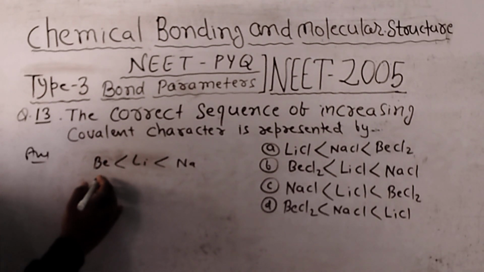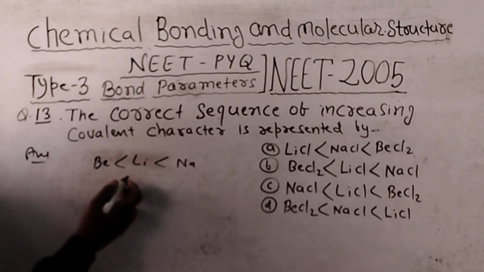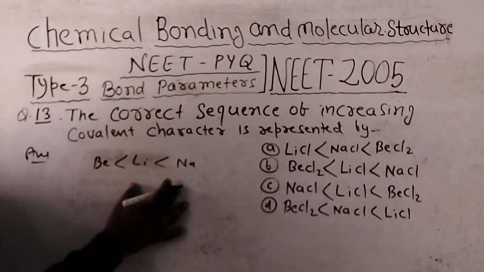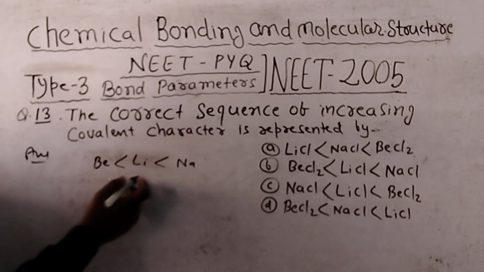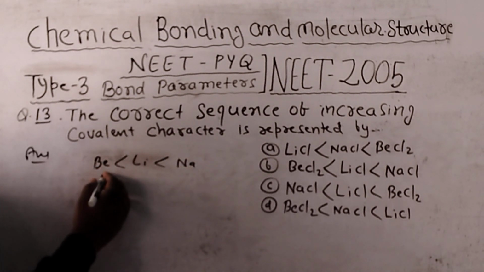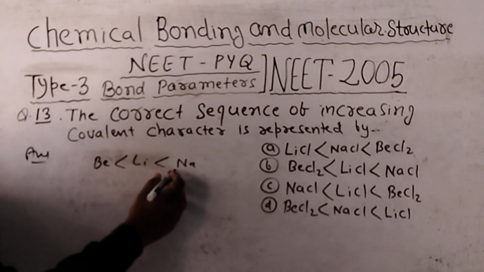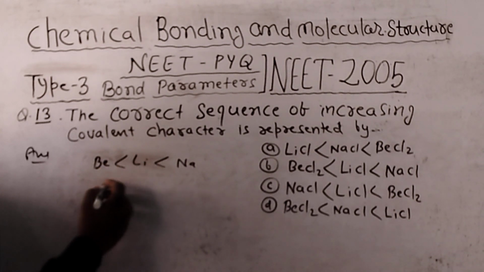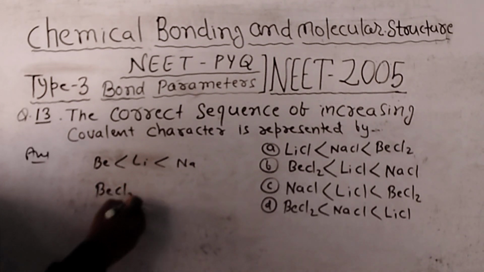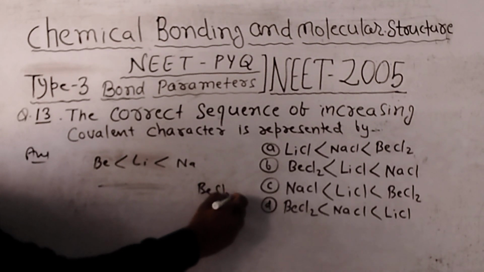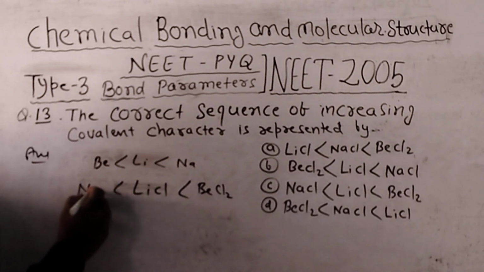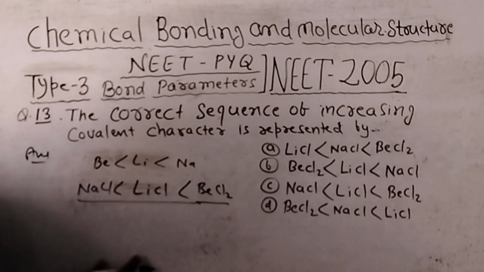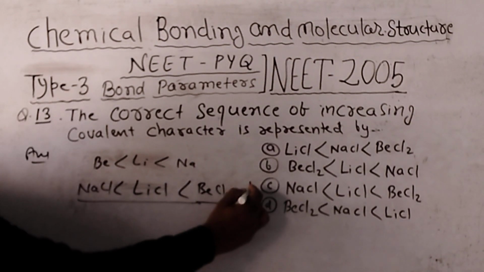After that, we can easily find the correct answer for the representation of covalent character. Beryllium is more covalent than lithium, which is more covalent than sodium. So their compounds: BeCl2 is more covalent than lithium chloride, which is more covalent than sodium chloride. From Fajan's rules, according to the given options, option C is correct.